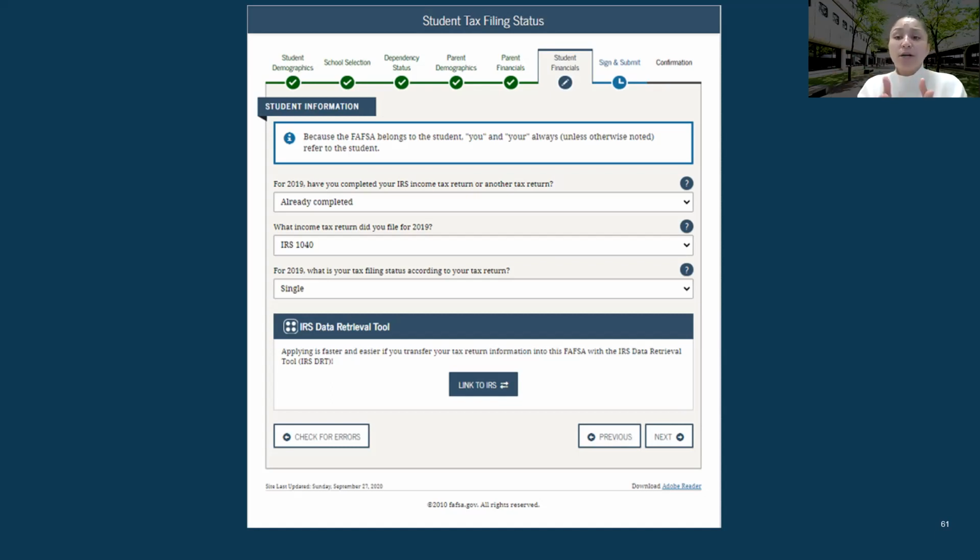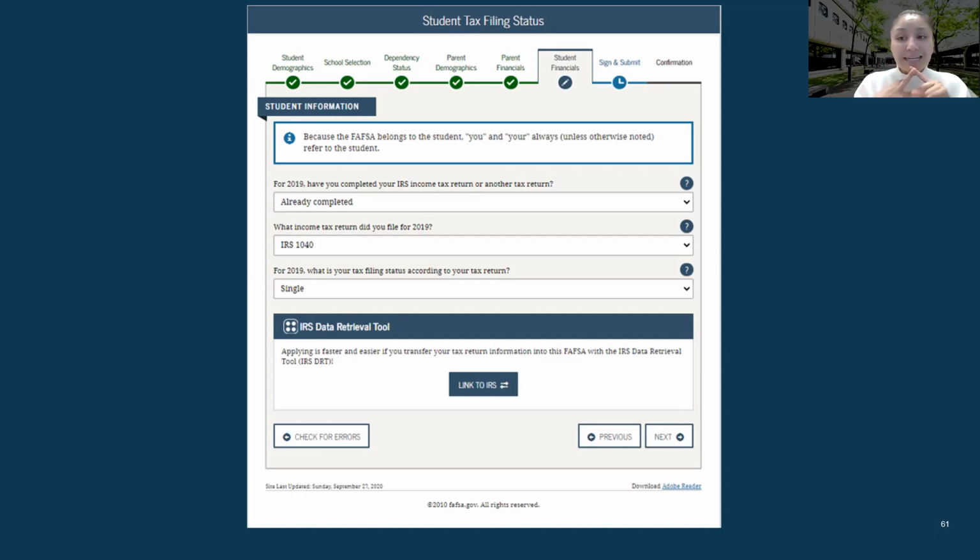Okay, for students who are independent, make sure to have those taxes right in front of you because we are going to be going line by line. For the first question, it states, for 2019, have you completed your IRS income tax return or another tax return? You can say already completed if you have completed 2019 taxes. If you did work but did not file taxes because the amount of wages was not sufficient enough to file taxes, you can state will not file.